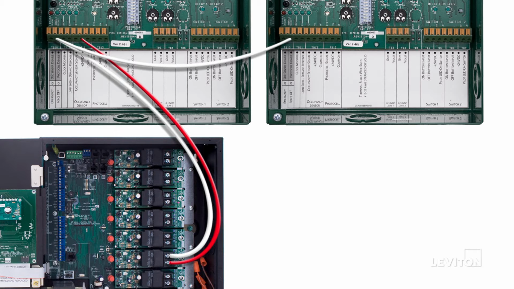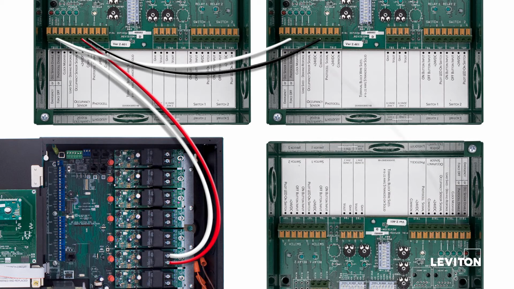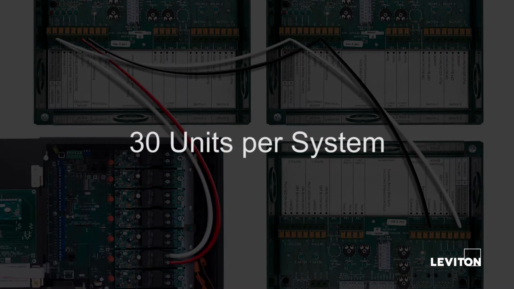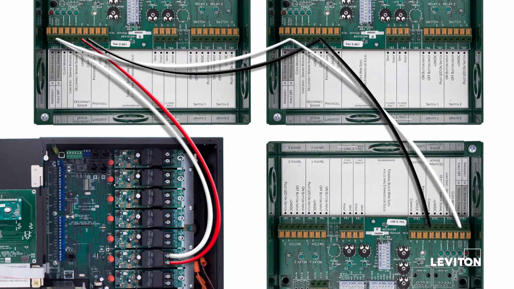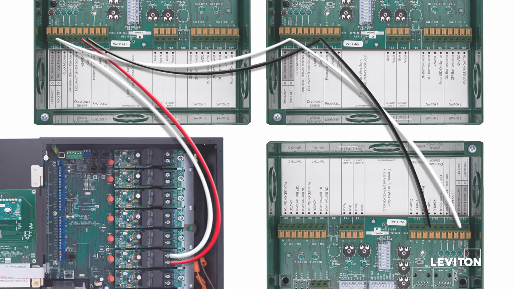Then, run 18 gauge wire from a terminal labeled common from the primary IRC to a terminal labeled common in any additional IRC. Repeat these steps for all additional IRC units. Leviton recommends that you do not exceed a maximum number of 30 units per system. Additional IRC units will require additional contact closures.